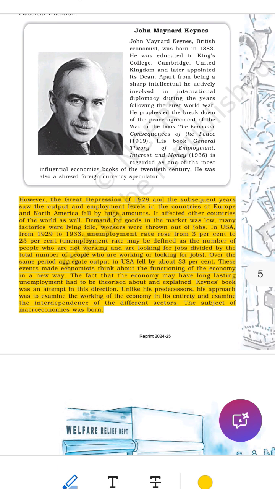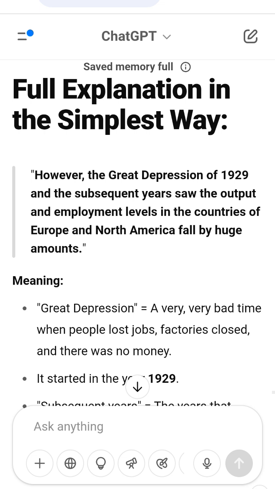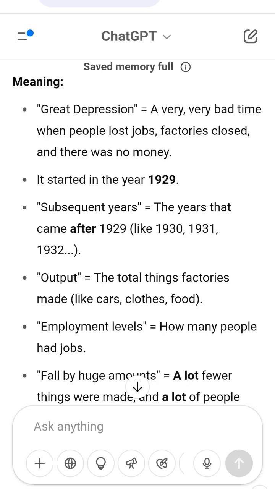1. The Great Depression happened in 1929. It was a very bad time when factories stopped making goods and many people lost jobs. It mainly hit Europe and North America, but slowly it also hurt the rest of the world. 2. Demand for goods fell.